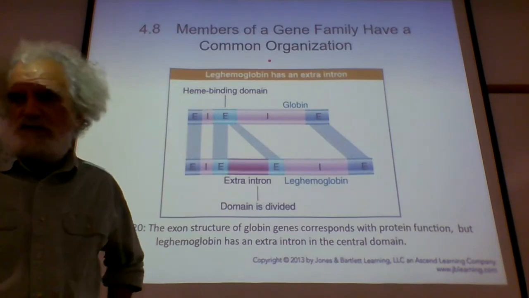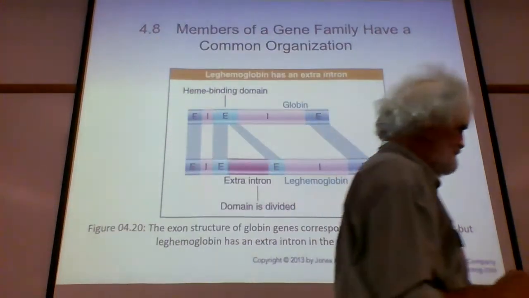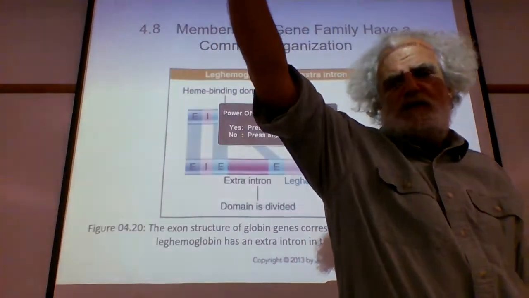All right, so the take-home point then is that the more complicated the genome is, and the more complicated the organism is, the greater the exon-intron structure is. And this is going to contribute, as we'll start seeing, a lot to genome size. And that's all I have to say.